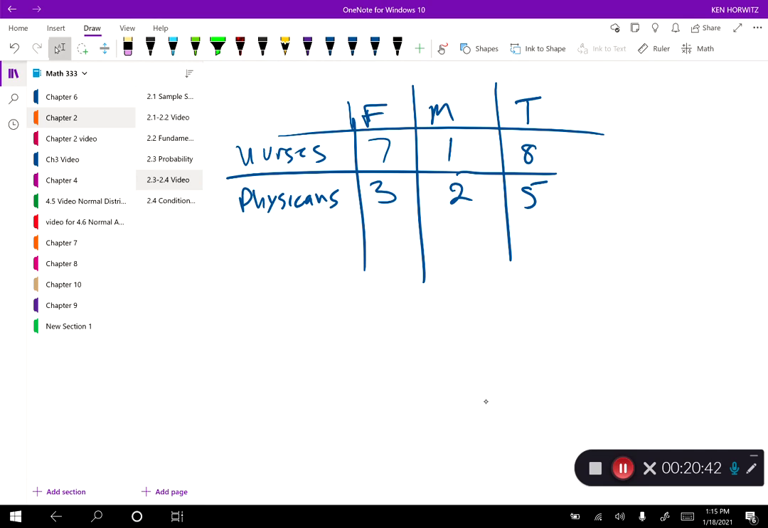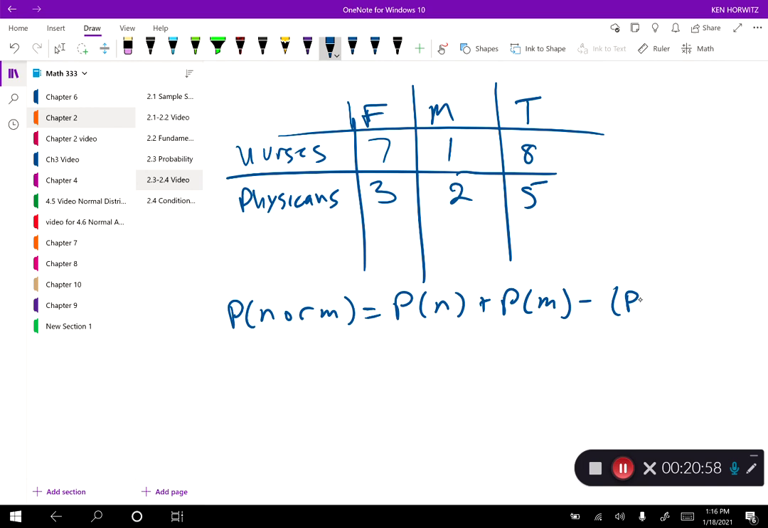So let's do our probability. So probability of a nurse or a male equals the probability of nurse plus the probability of male. But then I'll point out the double counting. Got to subtract off the double counting, which is probability of nurse and male. All right. So how many nurses do we have? Well, how many total nurses we have is 8, right? 7 plus 1 equals 8. So I have 8 out of 13 is my first probability.